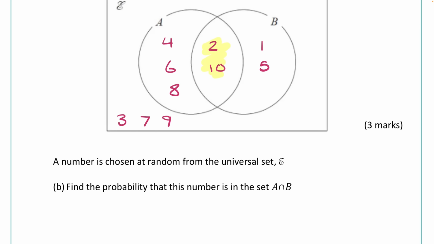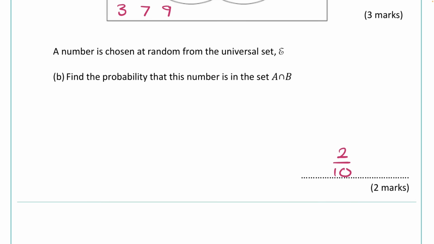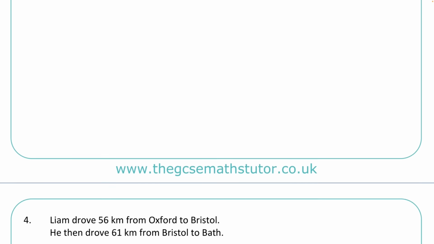Now, of course, not forgetting, you could have the U, which is the union, and that would be all the numbers in the circle. So 4, 6, 8, 2, 10, 1 and 5 would be in the union. And you can also have the dash with the letters as well, something like B dash, which means not in B, which would just be the 4, 6, 8, 3, 7 and 9. So it can't be in the intersection if it's not allowed to be in one of the circles. So lots of different little bits you could be asked there in regards to set theory, but this was looking at the intersection, which is 2 out of 10.